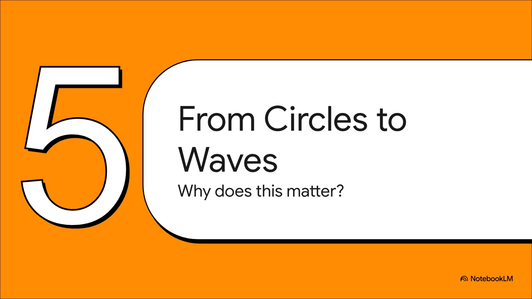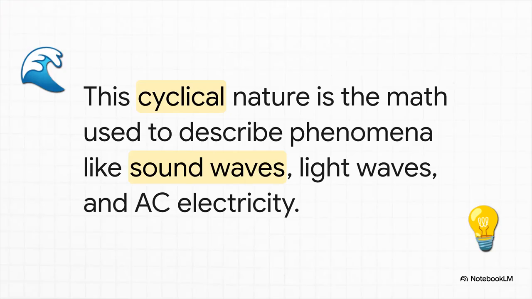Well, the answer is kind of profound. Because sine and cosine repeat in this perfect, endless cycle, they are the perfect mathematical language for describing anything in the universe that repeats or oscillates. We're not just talking about theory here. This is the language physicists and engineers use to describe sound waves, light waves, the alternating current powering your home right now. The modern world literally runs on these waves.